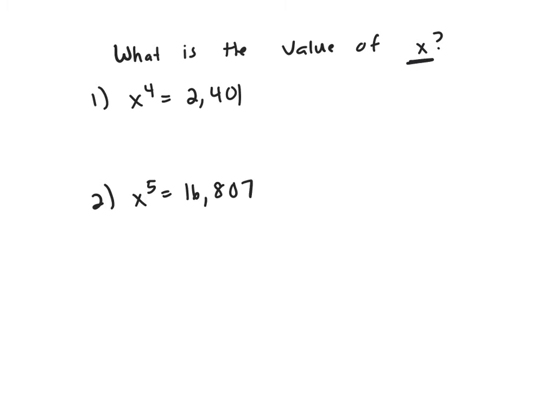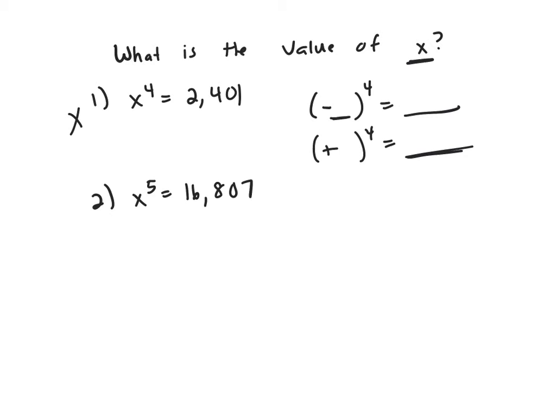We are trying to figure out the value of x. Clue 1 will not work because if you take a negative number and you raise it to the fourth power, you're going to get some positive number. If you take the same number that you had here but make it positive and raise it to the fourth power, you'll get the same number.